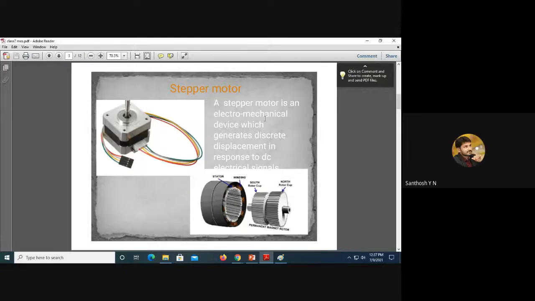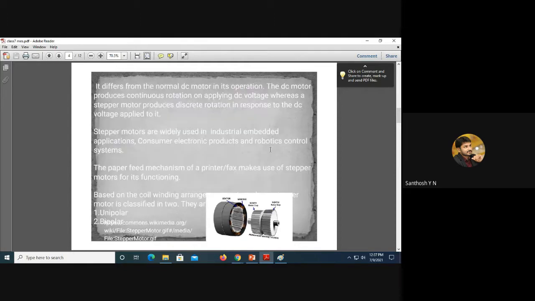electromechanical device which generates discrete displacements in response to DC electrical signals. In contrast, the DC motor will produce a continuous rotation on applying the DC voltage, whereas the stepper motor produces a discrete rotation in response to the DC voltage applied to it. Stepper motors are widely used in industrial embedded applications, consumer electronic products, and robotics control systems.